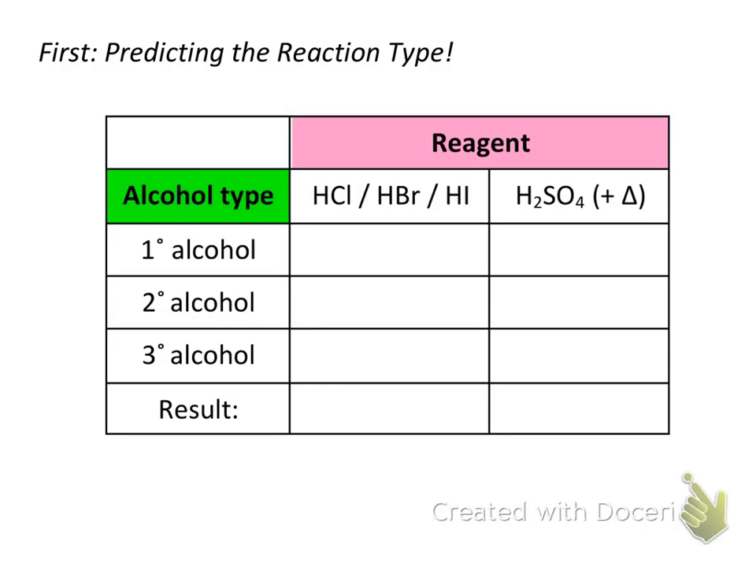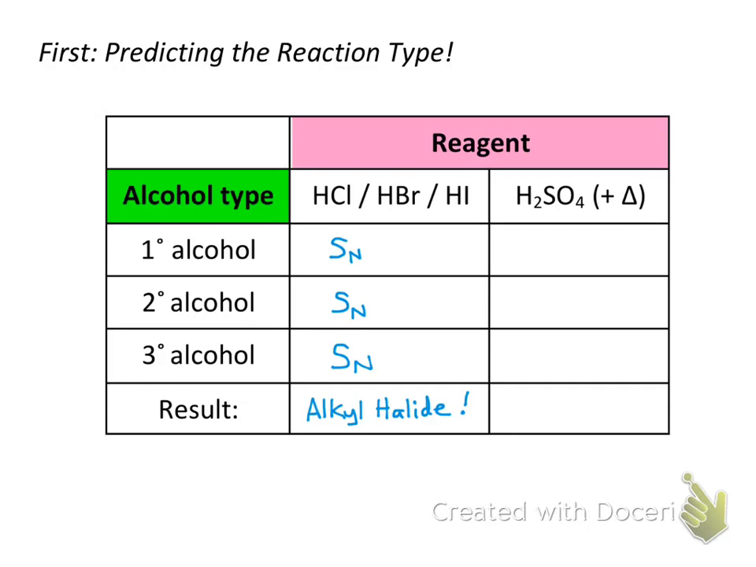When we look at our alcohols, if we react them with one of our binary acids, HCl, HBr, or HI, those are going to lend themselves well to a substitution reaction. So if these are the reagents we're using, we can expect an SN reaction for each of these types of alcohols, primary, secondary, and tertiary. And what will a substitution reaction do if we have an alcohol? Well, it's going to leave us with an alkyl halide.